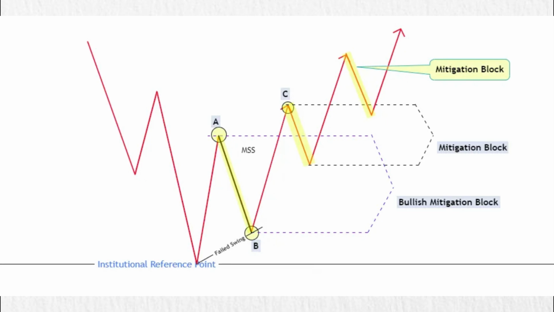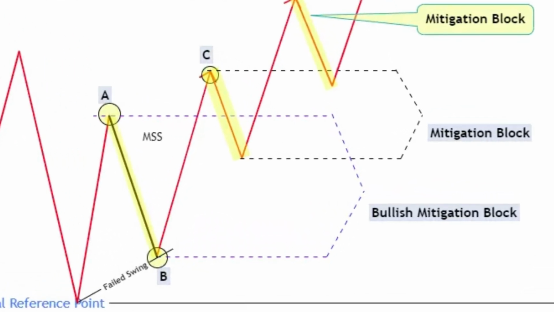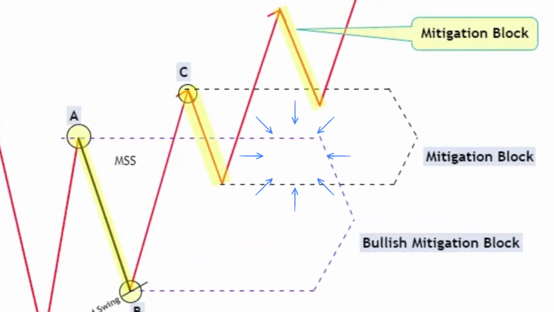Now every time price breaks above the previous high after a short-term bearish rally, it will create a mitigation block, and you can anticipate buying from that ICT mitigation block.